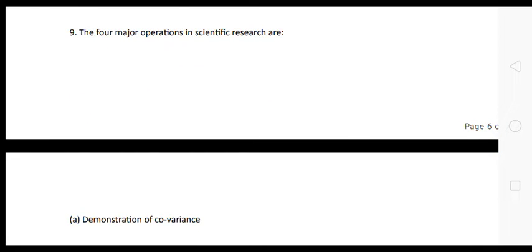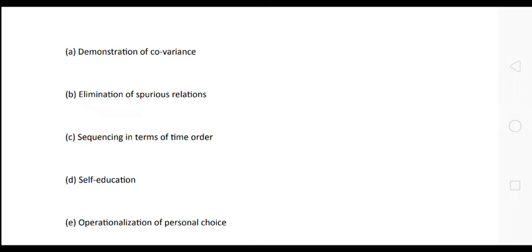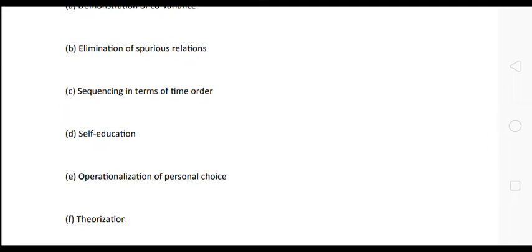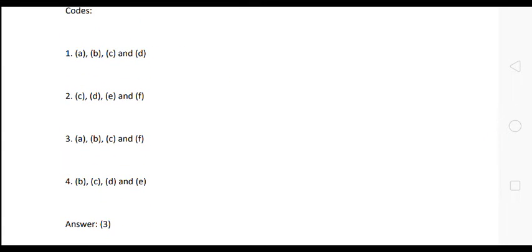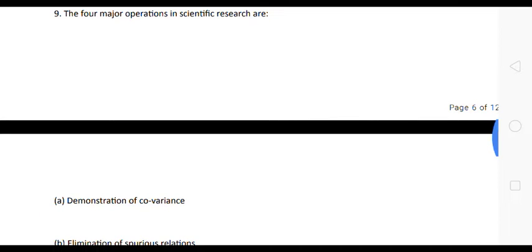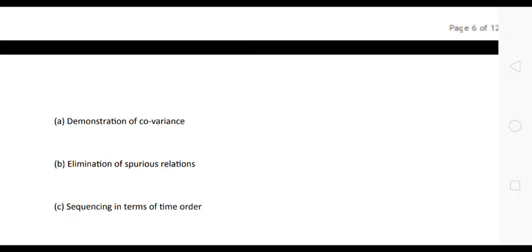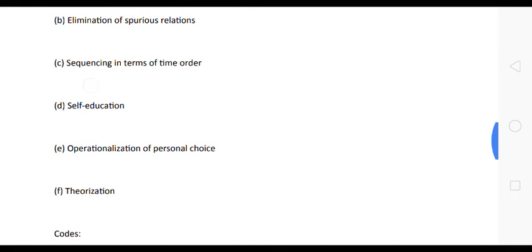The next question is, the four major operations in scientific research are, options, demonstration of covariance, elimination of spurious relations, sequencing in terms of time order, self-education, operationalization of personal choice, theorization. Option 1, 2, 3, 4, but the correct answer is 3, ABCF. The four major operations in scientific research are demonstration of covariance, elimination of spurious relations, sequencing in terms of time order, and theorization. Option 3 is the correct answer.